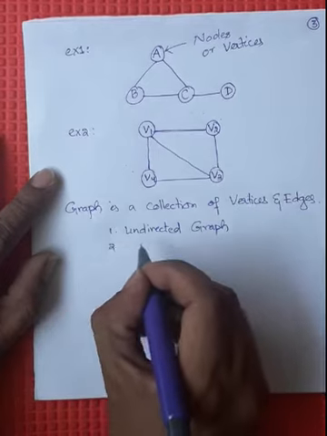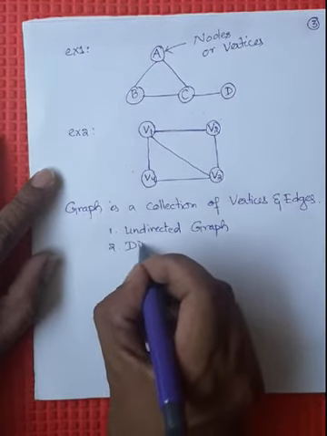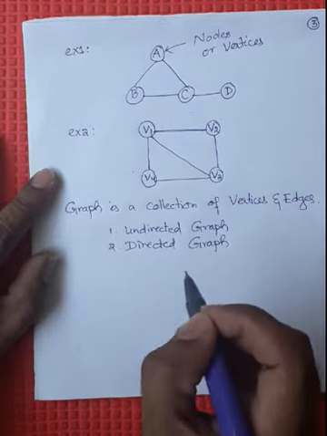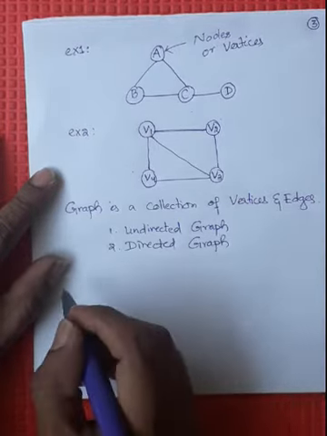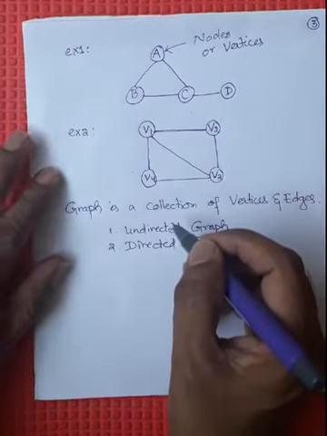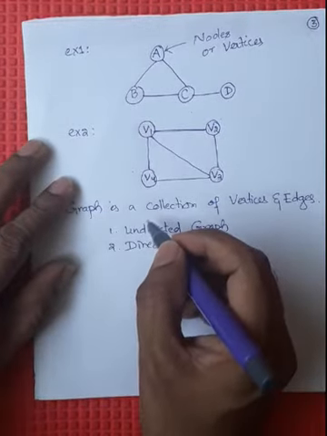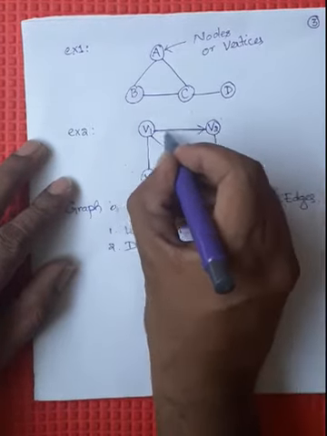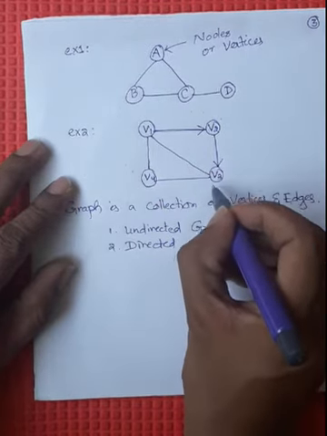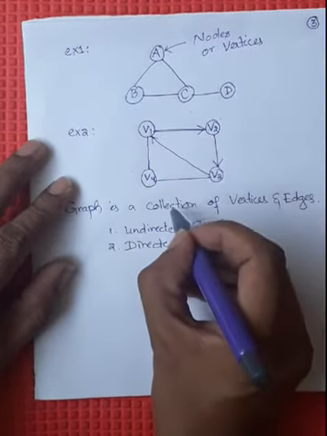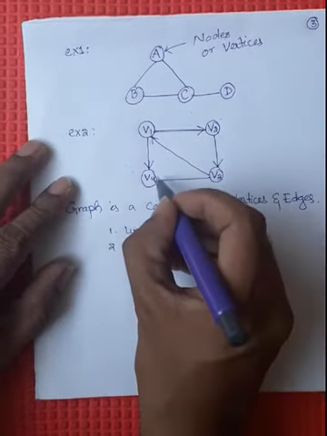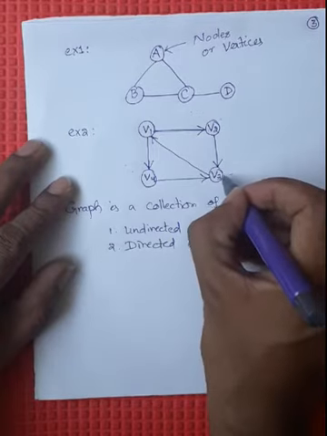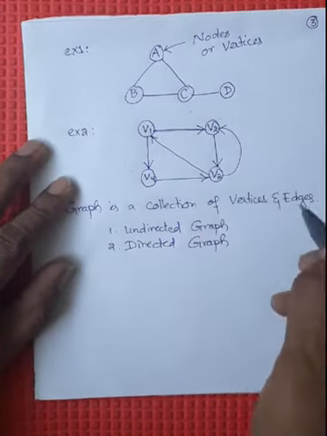The second type of graph is called a directed graph. For a directed graph, let me modify the same example. If I represent this as a directed graph, I can have connecting lines: let us say V1 to V2 there is an edge, V2 to V3 there is an edge, V3 to V1 also there is an edge, V1 to V4 there is an edge, V4 to V3 there is an edge, and let us also assume V3 to V2 there is an edge like this.